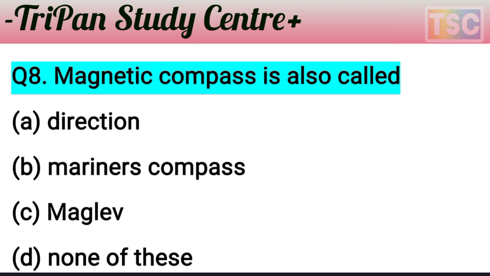Question is very interesting. Magnetic compass is also called, you know that answer here, B, mariner's compass. B option is correct for this question. Magnetic compass is also called mariner's compass. B is correct. And let's see the next question here.